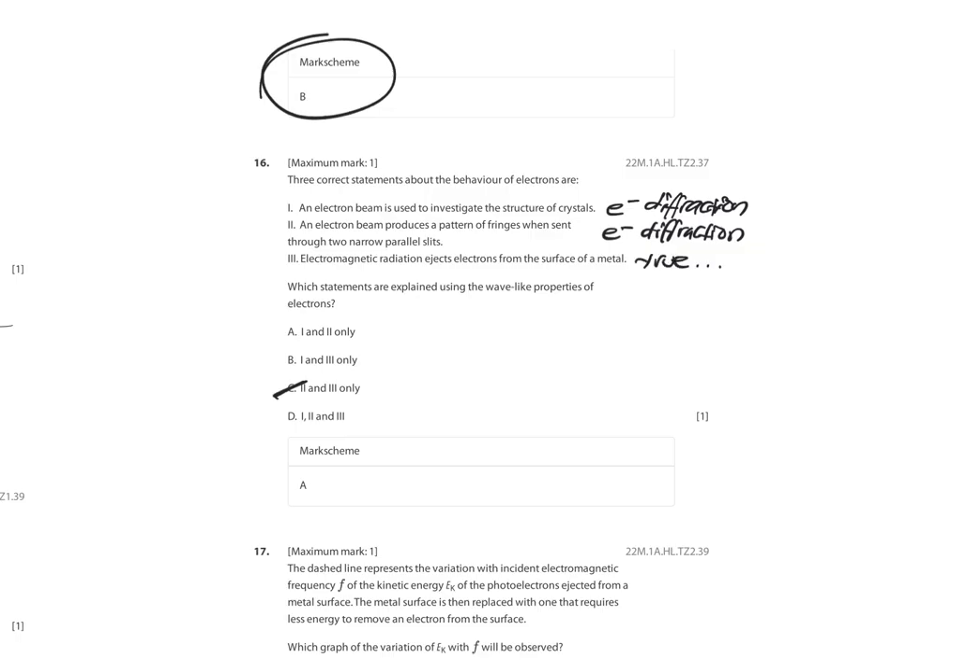That's the photoelectric effect, that's true. But it says, which statements are explained using the wave-like properties of electrons? The photoelectric effect has to do with the particle properties of photons, not the wave-like properties of electrons. So even though statement 3 is true, it does not require wave-like behavior of electrons. So not 3, and 1 and 2 only, because 1 and 2 pretty much explain the same thing, being electron diffraction.